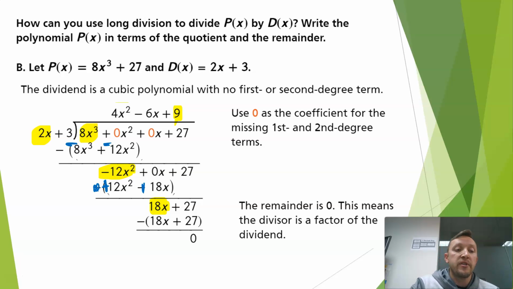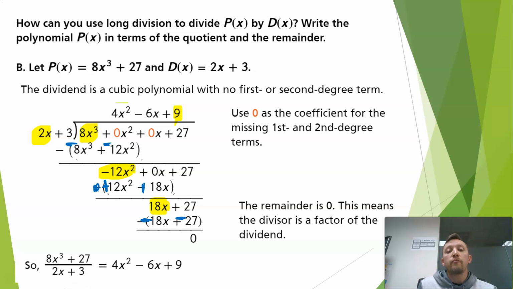And then our last step is to always subtract. And so when we subtract those, so again, that would be a minus 18x and a minus 27. So 18x minus 18x is 0. 27 minus 27 is 0. A lot of work, I understand. But again, you need to know this process. So when you get your answer, we divide those, and our answer would be 4x squared minus 6x plus 9 with no remainders.